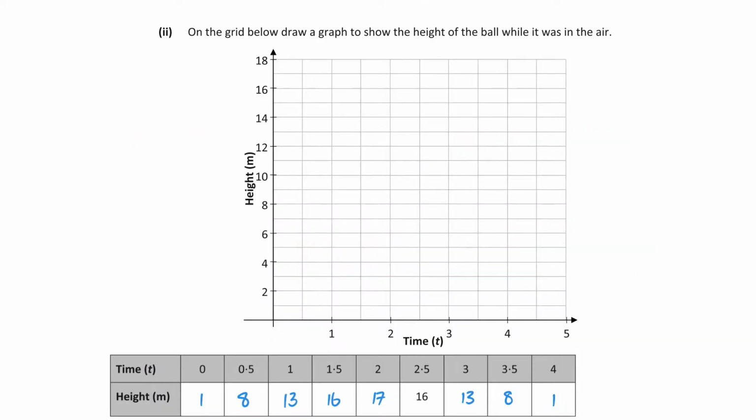Okay, so the second part of that question asked you to graph it. So you can start there by graphing that, and you've got 0. So the time is obviously this axis. So I've got 0 on my time. So 0 on the time would be here. And I have to go to 1 on the height. So the height has gone up 1. So that's going to give us that point there. So we'll just plot that.